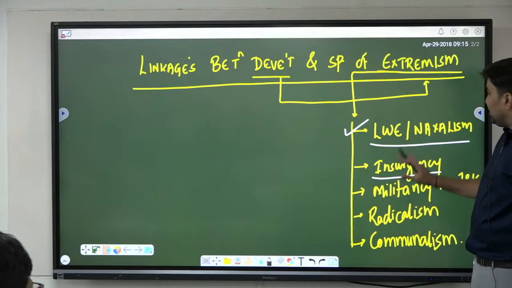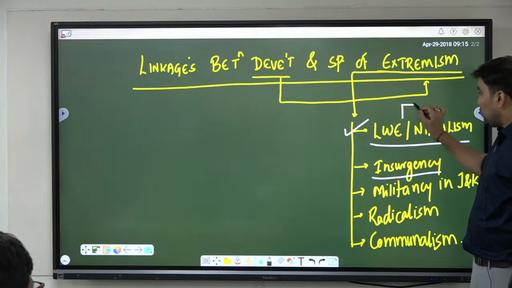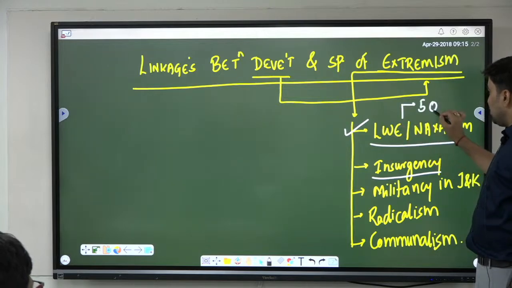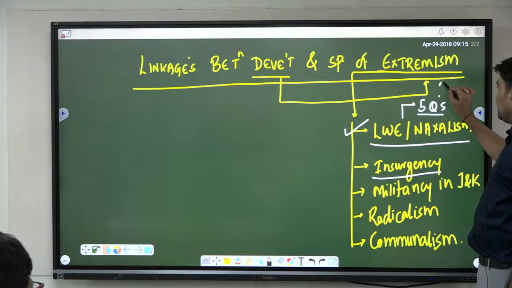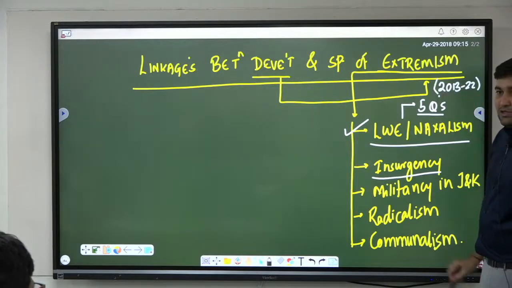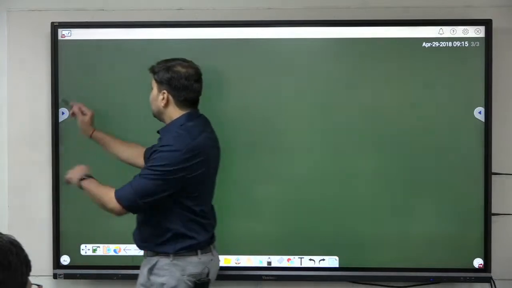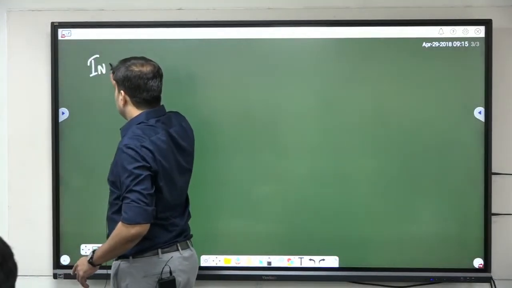Yesterday we have seen that UPSC has focused on this part a lot and it has already asked 5 questions on this topic from 2013 till 2022, right? So again, today we will see in detail insurgency and associated issues. Is it clear? So let us start with insurgency.